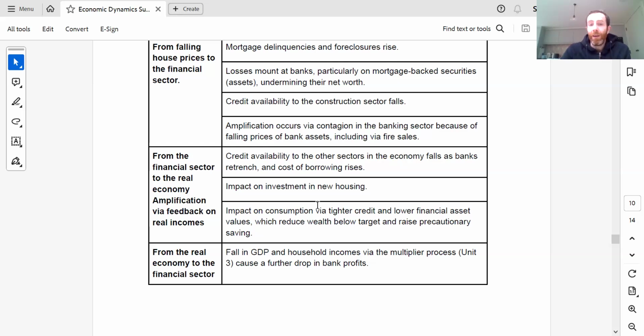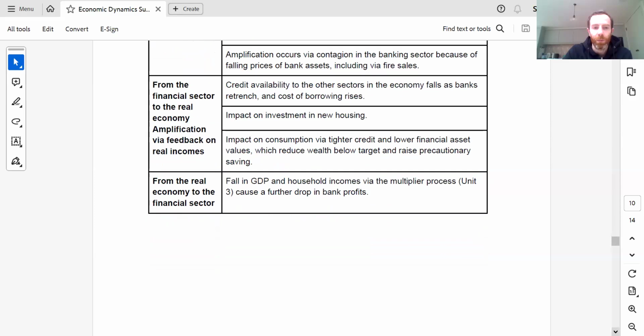So if banking assets are worth less and banks are making it more expensive to borrow money, then definitely consumption is going to fall, right? If there's tighter credit, it's hard to borrow, and that's going to reduce consumption. If people's financial asset values have fallen, then they're going to increase their precautionary savings, right? They want to try and rebuild the wealth that they feel they've lost because their asset values have fallen. So this is all going to reduce consumption across the economy.